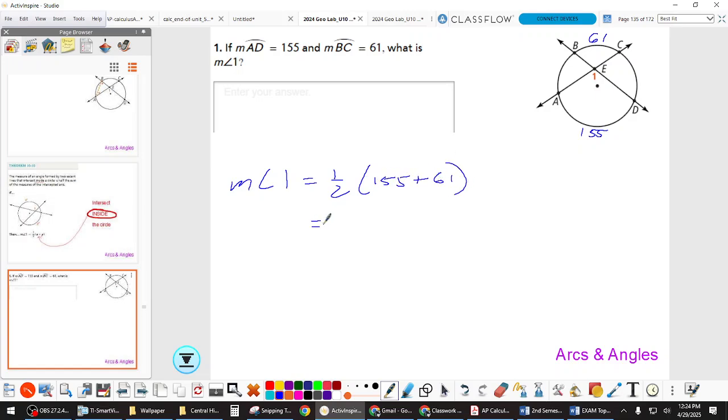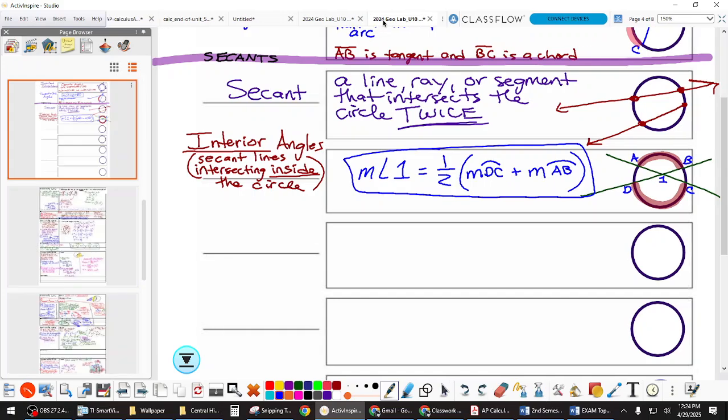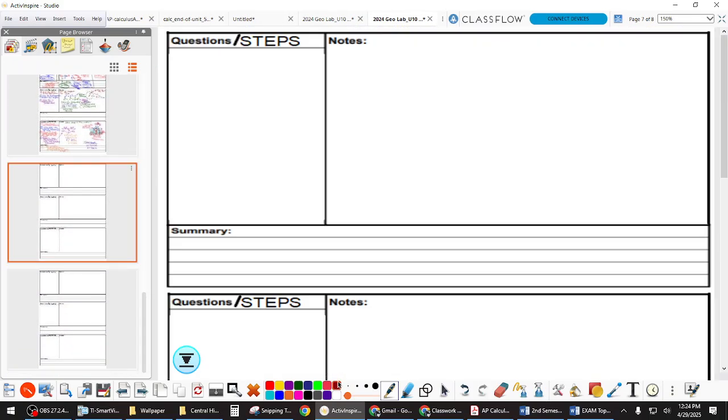Can someone do that for us? 155 plus 61 is 216, half, so 108. What do we label it? Is it a length? Yeah, so degrees. Good. Okay, before we go do our example, this is the next step. So do you see what I mean? It looks different. The formula is not that different, but it looks different in the appearance of the problem.